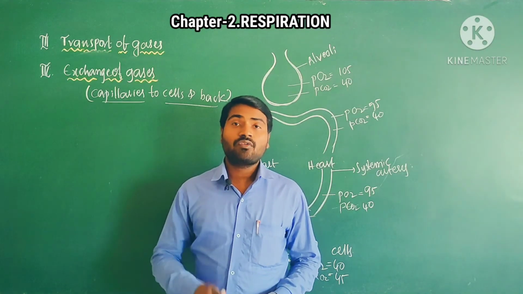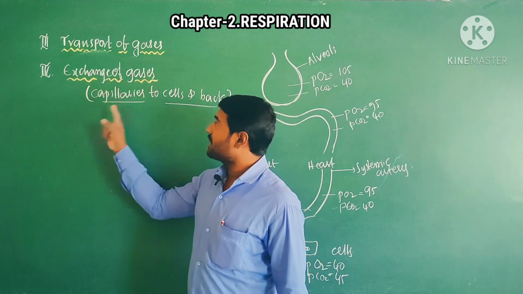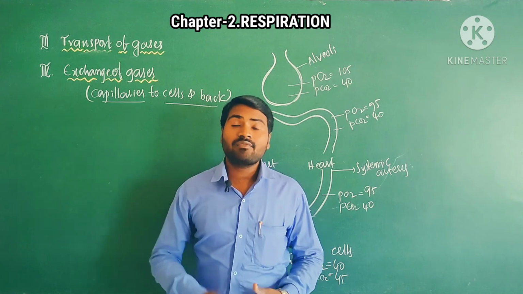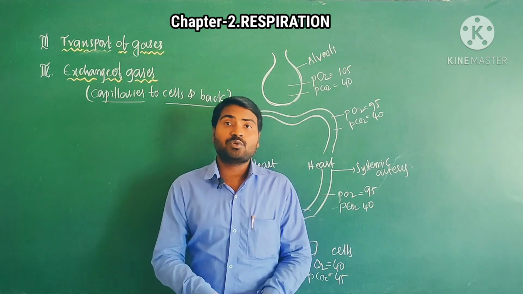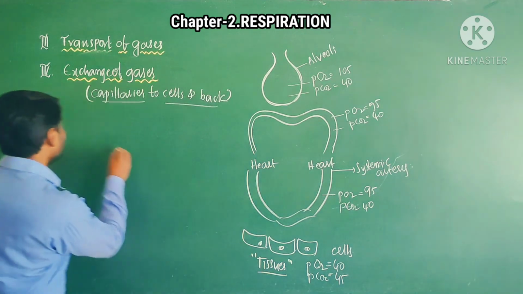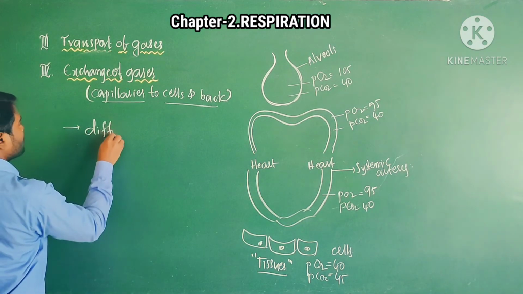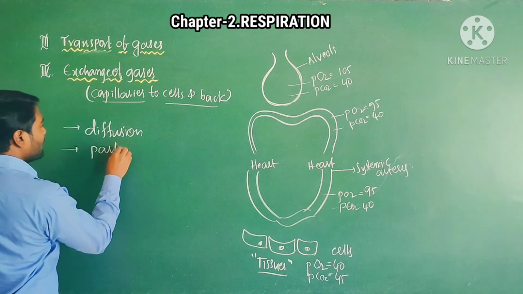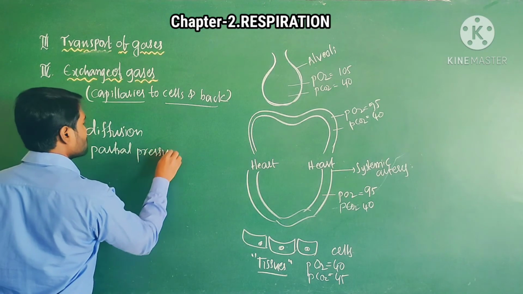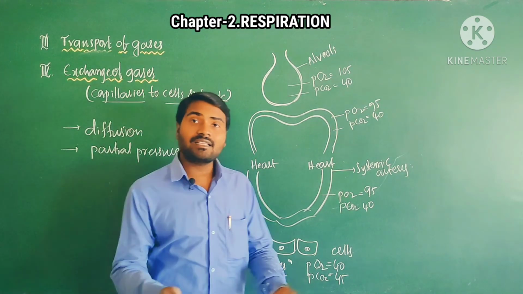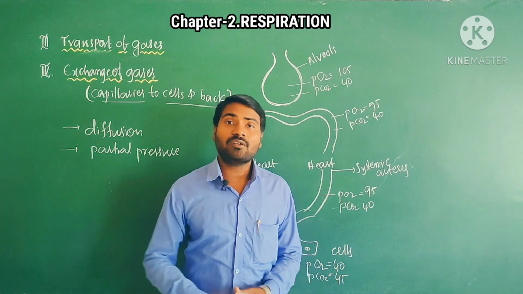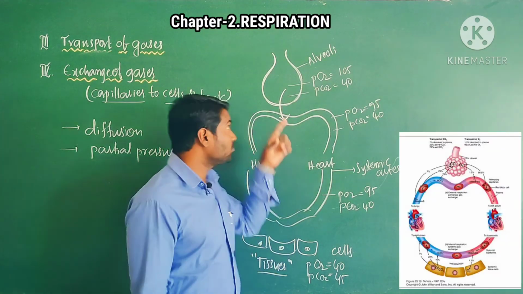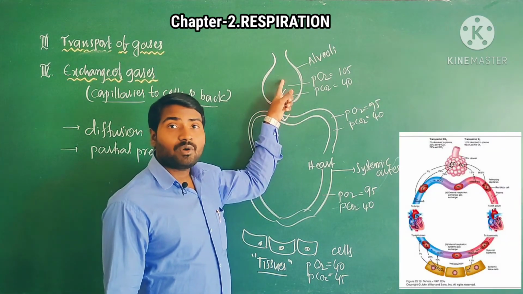Let us discuss one more step of respiration, that is exchange of gases from capillaries to cells and back. So how does exchange of gases take place between the capillaries and tissues? That is by a simple process called diffusion. This diffusion works on the partial pressure of gases. Already we know what is meant by partial pressure, and we have learned how exchange of gases takes place between the alveoli and capillaries.